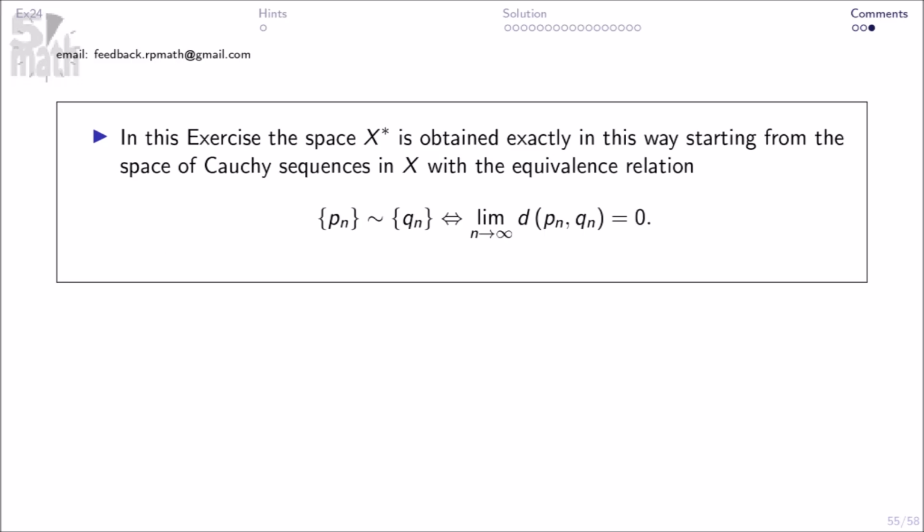In this exercise, the space X star is obtained exactly in this way, starting from the space of Cauchy sequences in X with the equivalence relation here.